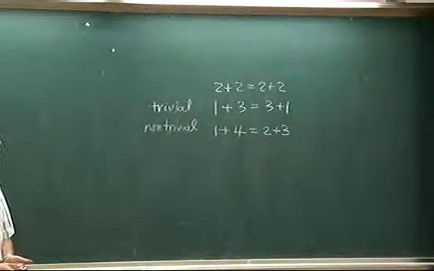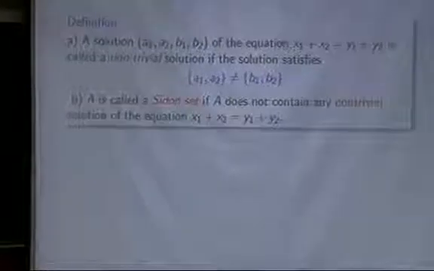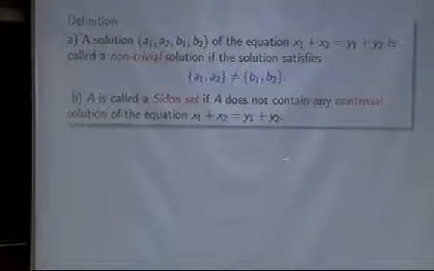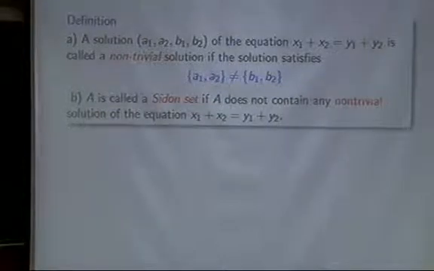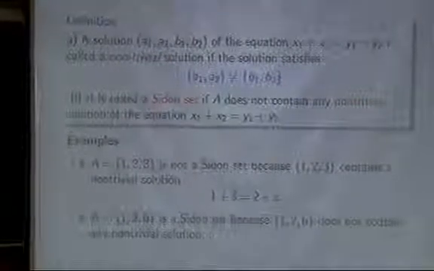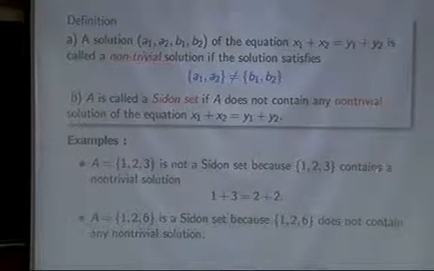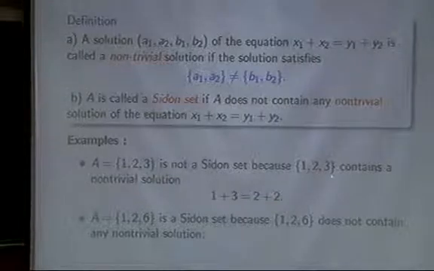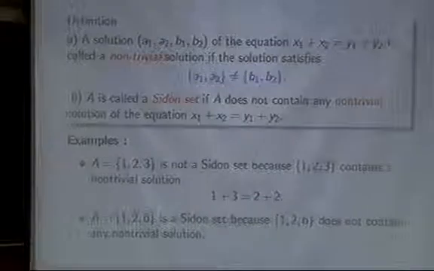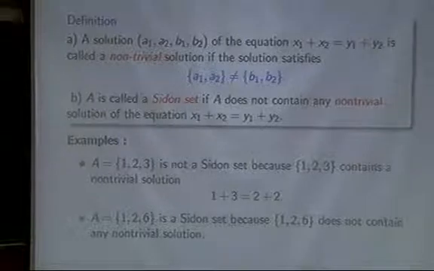Okay, and now we can define a Sidon set based on non-trivial solutions. A set A is called a Sidon set if A does not contain any non-trivial solution of the equation x1 plus x2 equals y1 plus y2. Based on this equivalent definition, let me explain the previous examples. First, the set {1, 2, 3} is not a Sidon set because it contains a non-trivial solution: 1 plus 3 is 2 plus 2. But on the other hand, {1, 2, 4, 6} is a Sidon set because it does not contain any non-trivial solution.